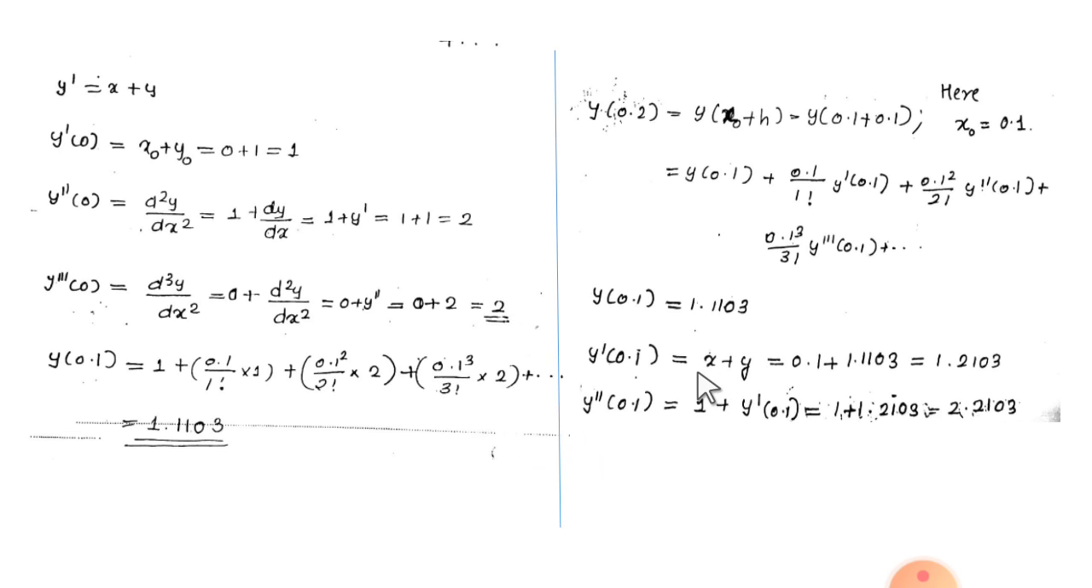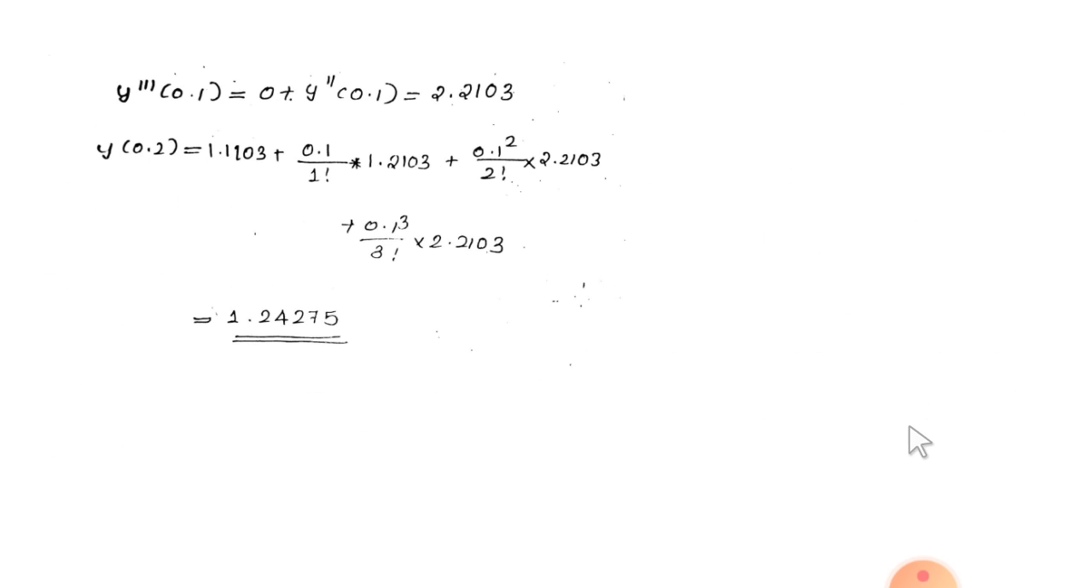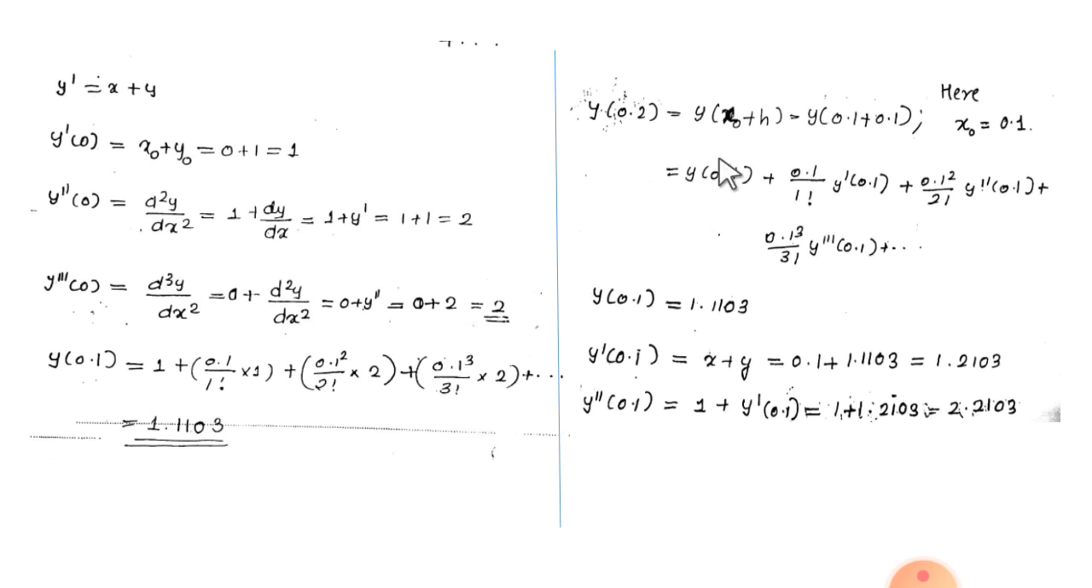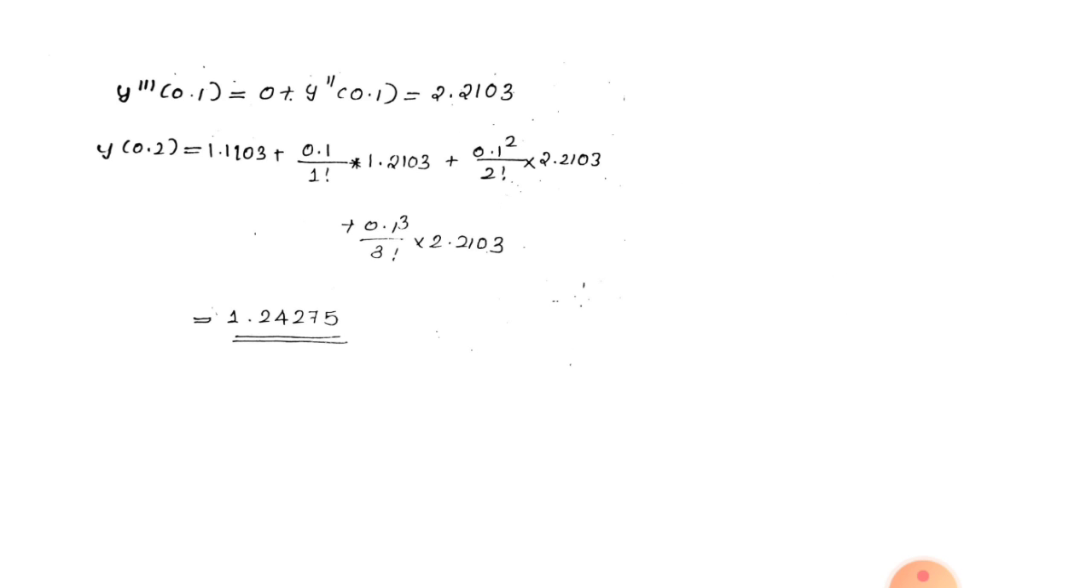Y double dash of 0.1 will be dy by dx of y dash of 0.1. So that is 1 plus y dash of 0.1. So y dash of 0.1 value we have found above. Substitute the value. Similarly, you can find y triple dash value. After finding that, you can substitute y dash of 0.1, y double dash of 0.1 and y triple dash of 0.1 in this equation, and find the value of y of 0.2, and its value will be obtained as 1.24275. So this is how to solve a problem using Taylor's method.